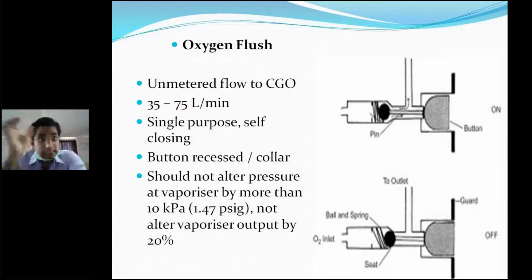Oxygen flush. This is an interesting button which is present in the anesthetic machines. For example, the oxygen in the oxygen cylinder has exhausted completely, and even the central supply of oxygen has been cut off or has been damaged. Then how do you provide oxygen to the patient? This is done by the oxygen flush. The oxygen flush has a separate connection of oxygen which comes from the oxygen tank directly. So this is unmetered flow. This goes to the CGO, that is the common gas outlet, and this delivers 35 to 75 liters of oxygen per minute.